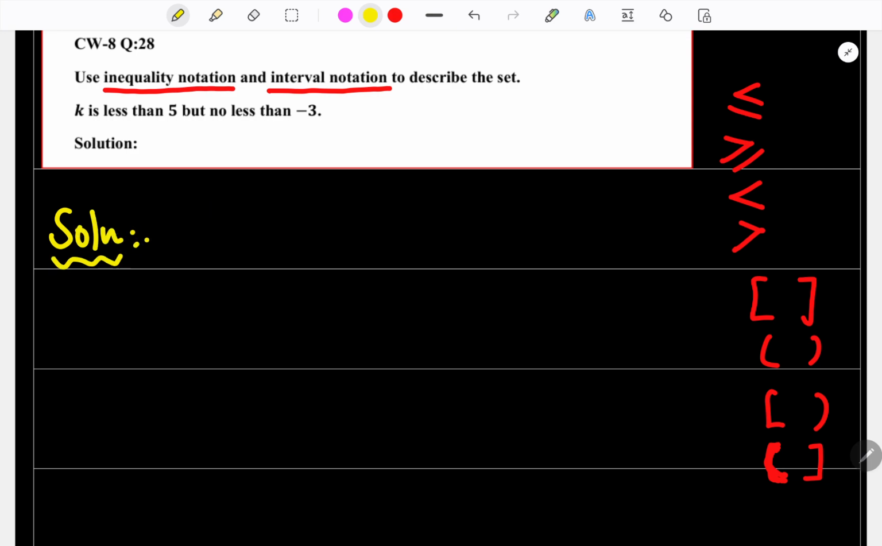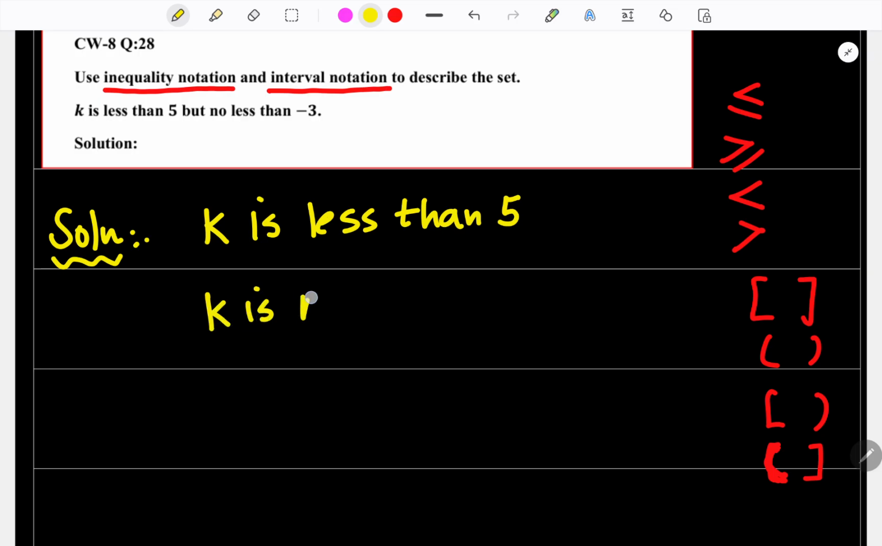K is less than 5. Very simple. But K is no less than minus 3. Every time English words you have to separate it. Because being a foundation, you will find difficult with English words. So please separate the words, then the English will be okay. Again, I'm telling you each and every video, all these things are studied in the school, but in the Arabic mode. Now we are learning in English. That's the only thing, right?